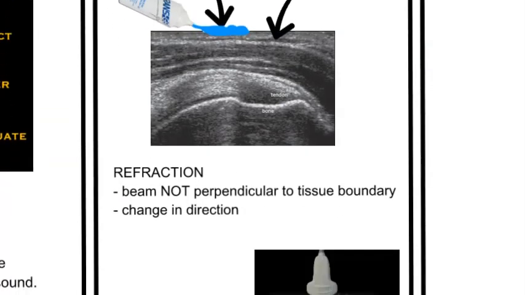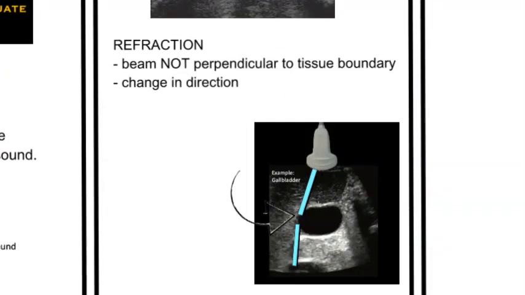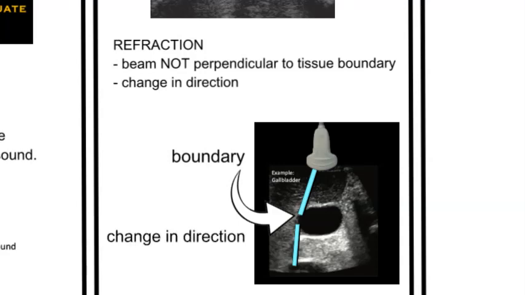The next interaction is refraction. Take a look at this ultrasound beam, which approaches the margin of the gallbladder. Notice how it is not perpendicular to the boundary. What happened to the beam after it hit the boundary? It changed direction. That is refraction: the change in direction of the ultrasound beam when the beam is not perpendicular to the boundary. In this example, because of refraction, there is creation of an artifact which can be mistaken as a shadow.